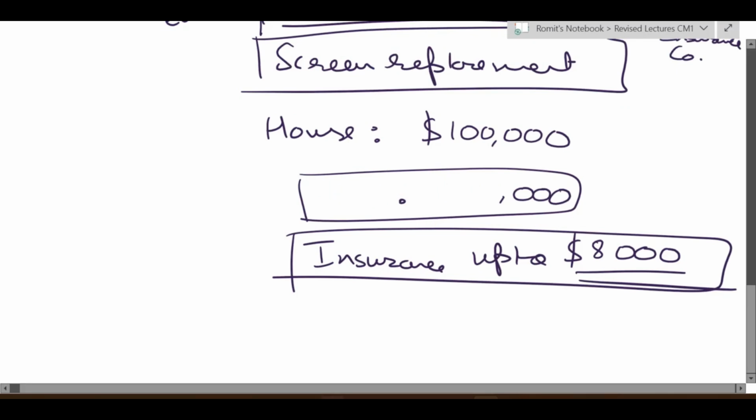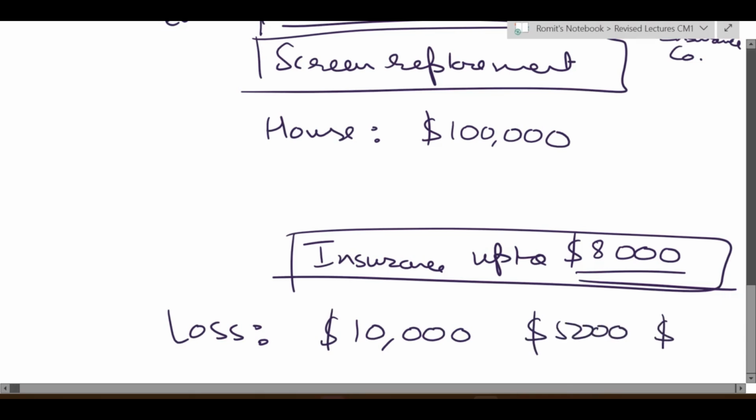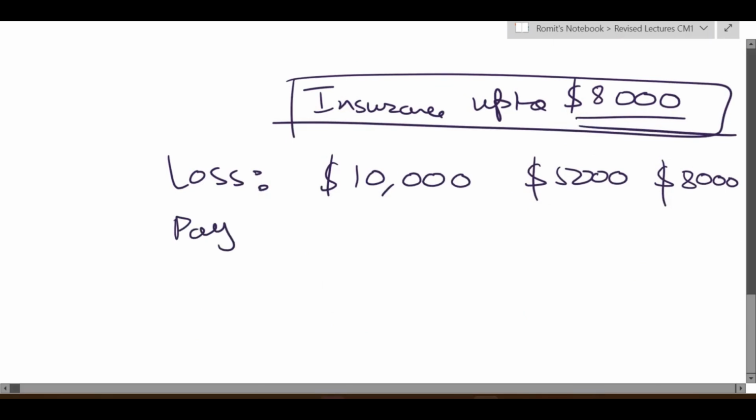Okay, so I can take multiple examples here. Let's say the loss is in three cases. Let's say the loss is of $10,000 in one case, the loss is of $5,000 in one case, and the loss is of $8,000 in one case. So what will be the payout by the insurance company? What will they pay you? They will pay you a maximum of $8,000, because that is your insurance coverage. This is usually called cover or coverage. Okay, so in this case they will pay you $8,000.